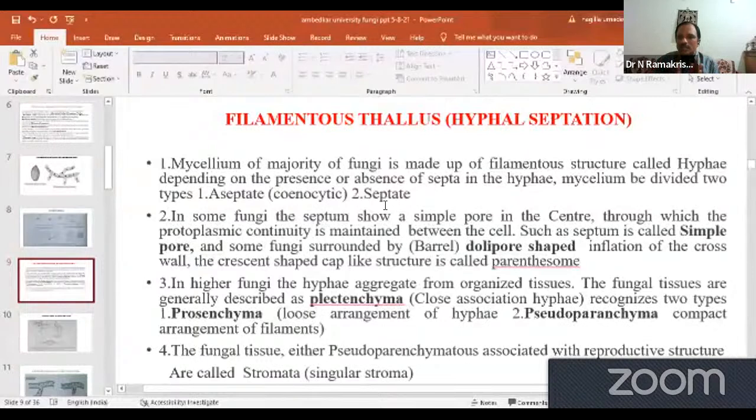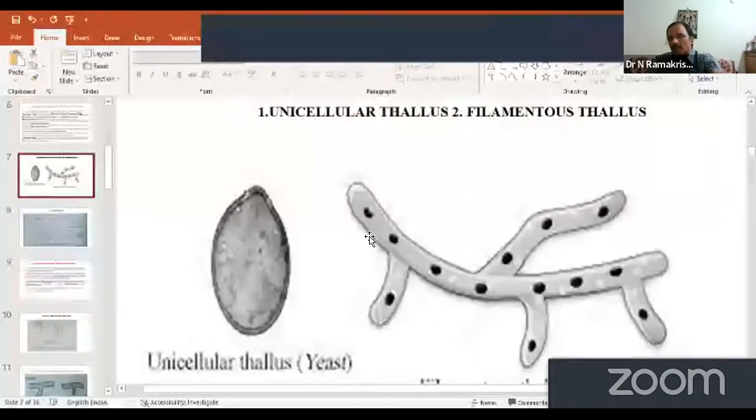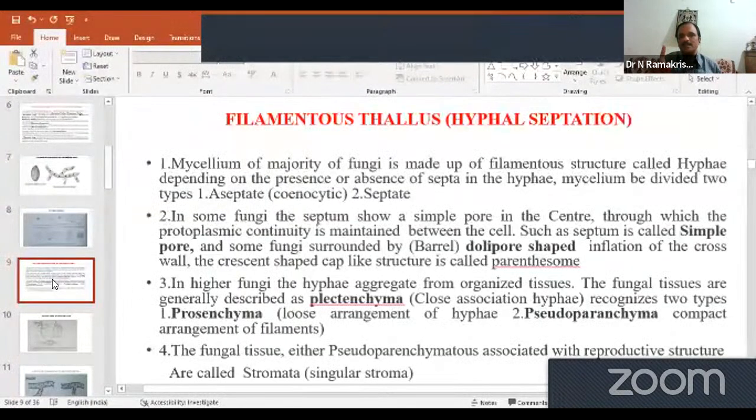The second one is septate. Septate means there is a partition in between. In the coenocytic mycelium, the nuclei are free; in this one, each cell has one nucleus, and in between we see a separate structure, a septum. So the second one is septate mycelium.